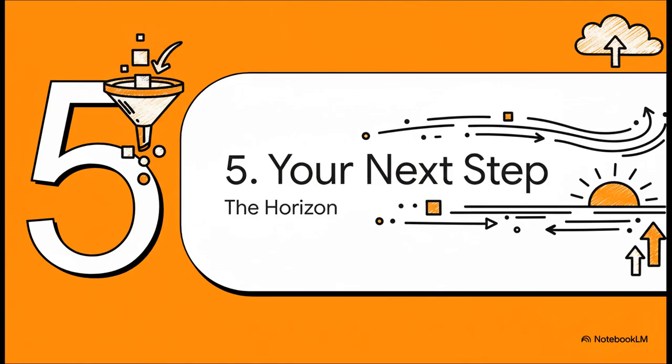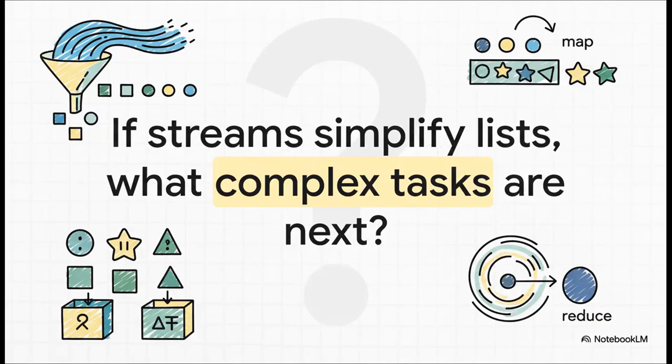And that brings us to our final section, your next step. Because what we've looked at today with this simple filter, well, it's really just the tip of the iceberg. So I'm going to leave you with this question to think about. We've seen how a stream can turn a 5-line loop into one elegant statement. But what about all the other stuff you do, like transforming every item in a list with map or calculating a total with reduce? Just think, what complex, messy code in your projects is just waiting to be simplified? The possibilities are awesome. Thanks for joining me.